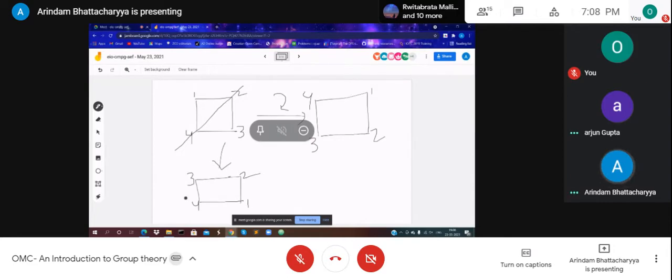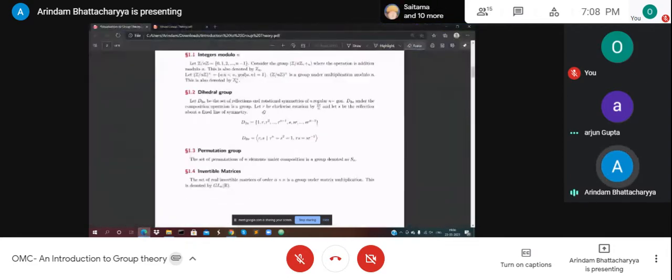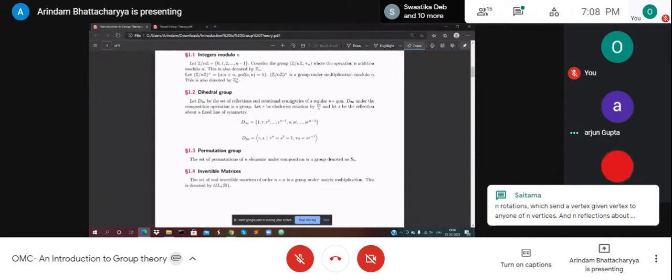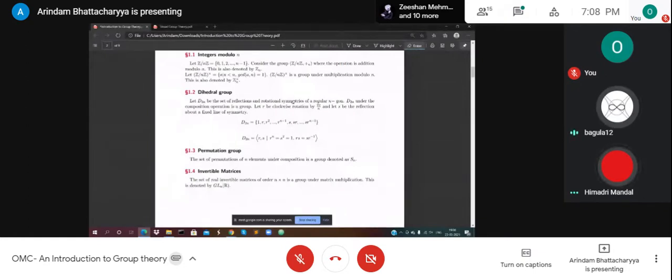So I think that should be clear. Can someone tell me why there are only 2n such symmetries? I think we can fix the first vertex in n ways, and in all there are n minus 1 plus 1 rotations, and then n minus 1 reflections. So the total number of symmetries possible is n minus 1 plus 1 plus n minus 1, so 2n.